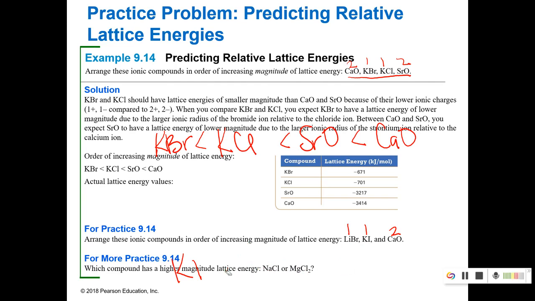Okay, one more. Sorry, my dog wants to play with the other dog. Which one of these has higher lattice energy? It's going to be magnesium chloride, again because of the charges. So make sure you're paying attention to the charges. That's what I would always look at first.